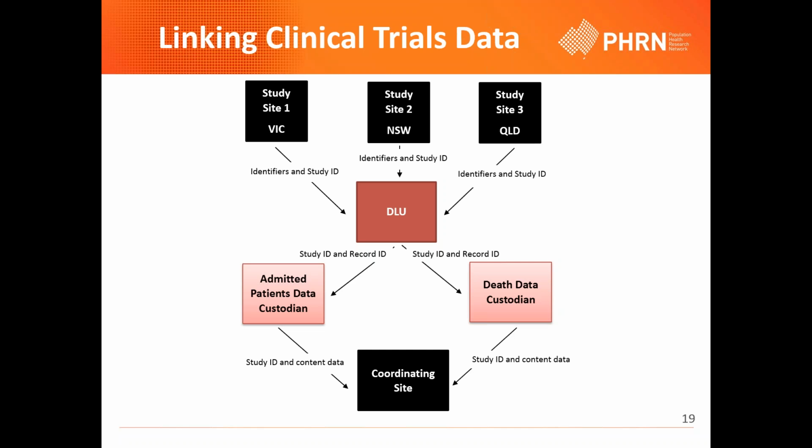That linkage unit would link to, in this case, the hospital data collections and the death data collection, and use that study ID that the study sites had created as the unique person ID for this project. They would then send that study ID and the record ID to each of the data custodians, who would extract the relevant data for the study and then send that data to the central coordinating site, if that was the site that was going to be doing the analysis for the clinical trial.